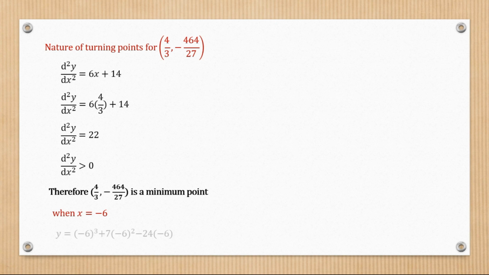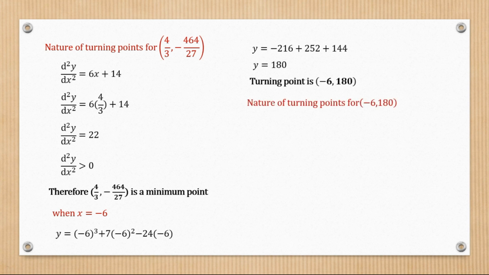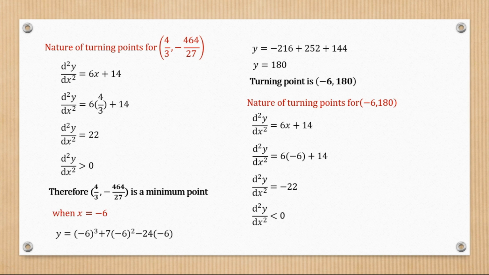Now when x is equal to -6, y is equal to 180. So the turning point is (-6, 180). For the nature of this turning point, we plug it into the second derivative. At this x, we put -6, and the second derivative is equal to -22. This value is less than 0, so the point (-6, 180) is the maximum point.